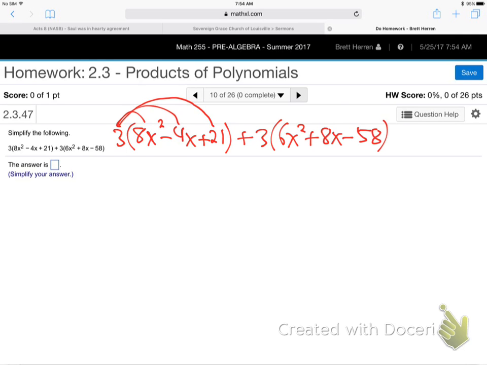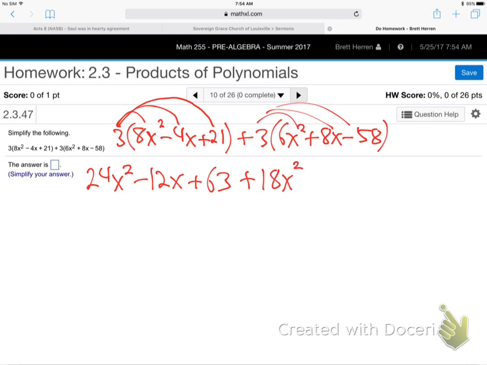Doing okay. So 3 times 8, 24x squared, 12x, 63. Good for the first 3 there. And then the back 3. Is that 18x squared, 24x, 150, 174? Is that what it is? Use calculator there. Good to there. That okay to there? Now, multiplying's over, right?